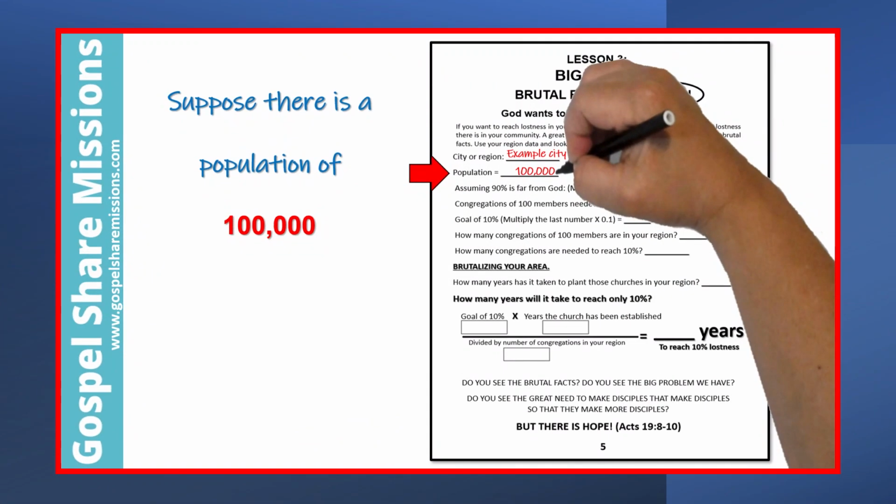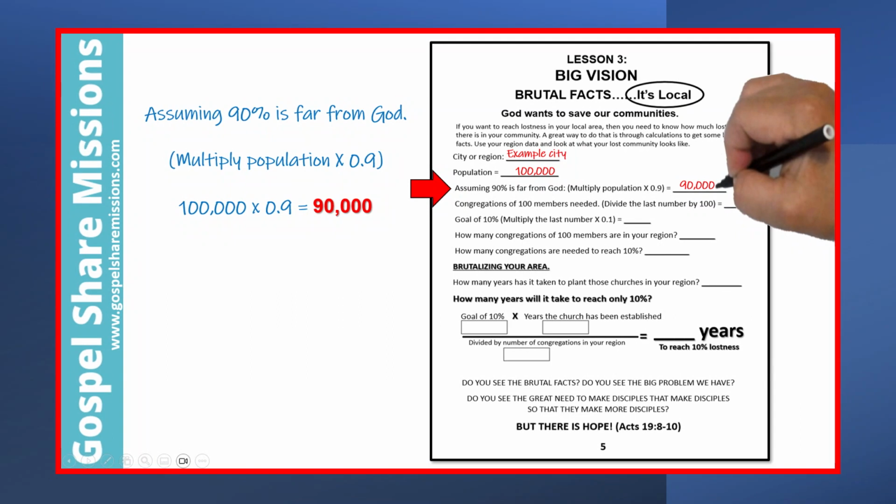Now, suppose there is a population of 100,000. Ask your participants to write down in the blank spaces. Assuming 90% is far from God. Multiply population times 0.9. This is 100,000 times 0.9, equals 90,000 lost souls in that city. Write down 90,000.